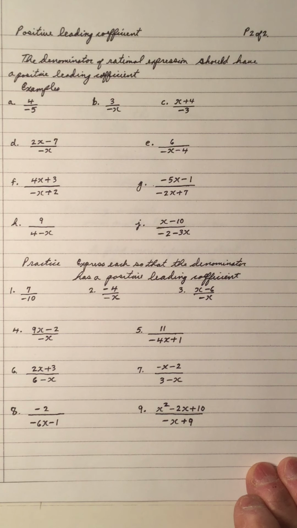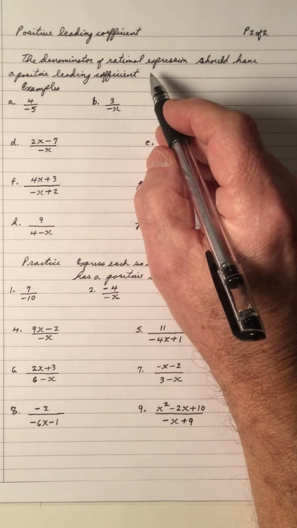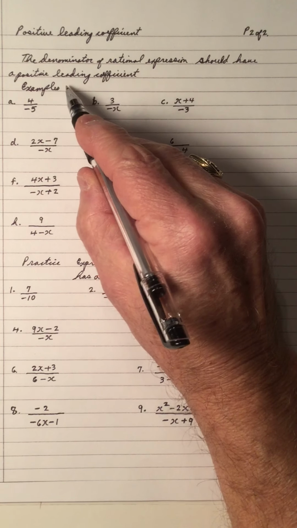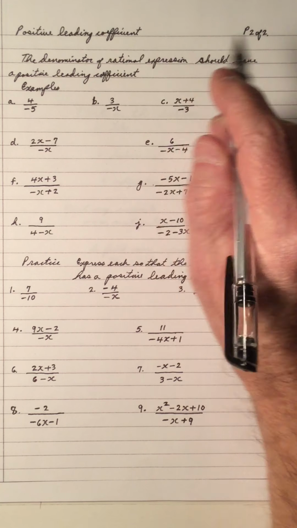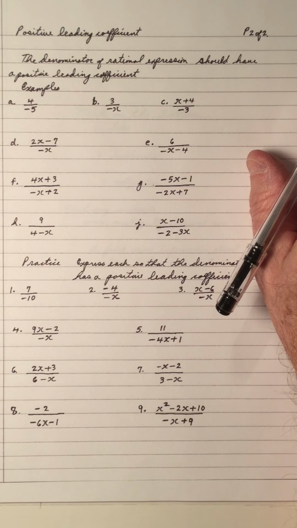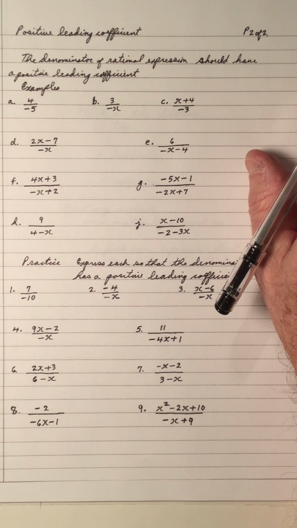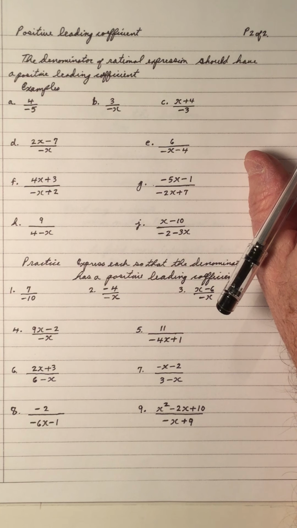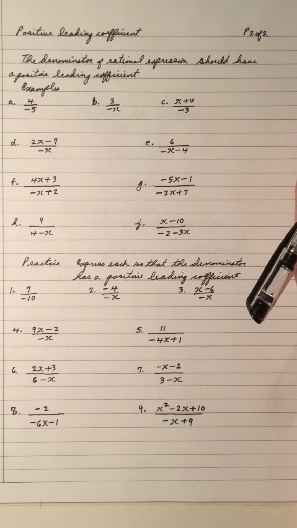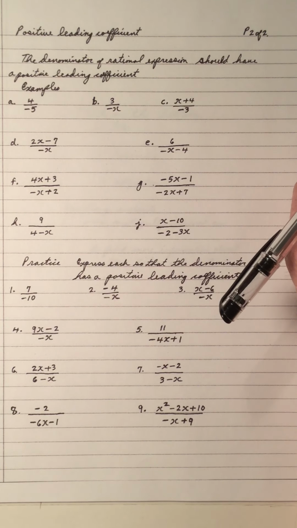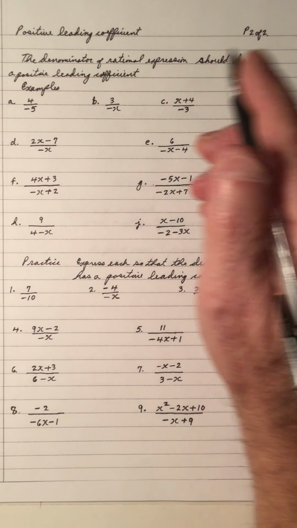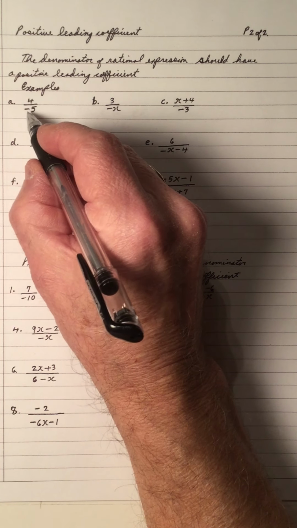Your denominator, if I can turn this page over, there we go. Positive leading coefficient. The denominator of a rational expression should have a positive leading coefficient. So if your denominator is negative, we don't want a negative in the bottom. And in factoring, to follow the pattern I've established, the leading coefficient should be positive. Let's do some examples. Example, I have 4 over negative 5.